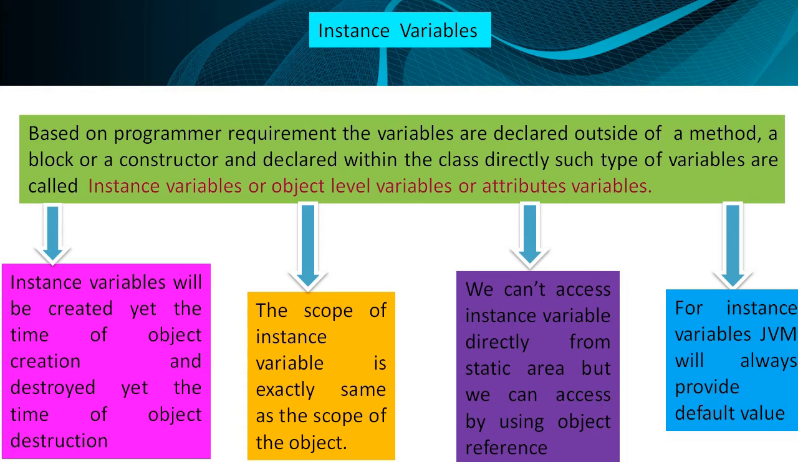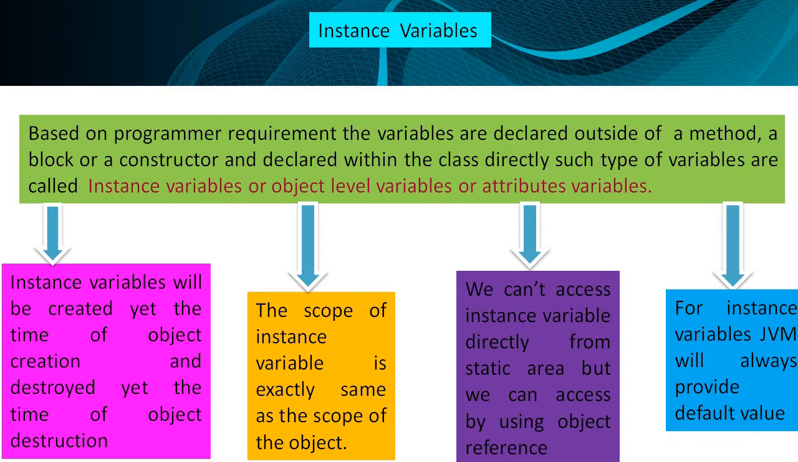What is the default value for the instance variable? The default value will be provided by the JVM. That value will be displayed in the instance variable. If you do not declare any value for the instance variable, the default value will be provided, but it is not so in the case of a local variable. There is no default value for the local variable, but for the instance variable, the default value will be provided by the JVM.